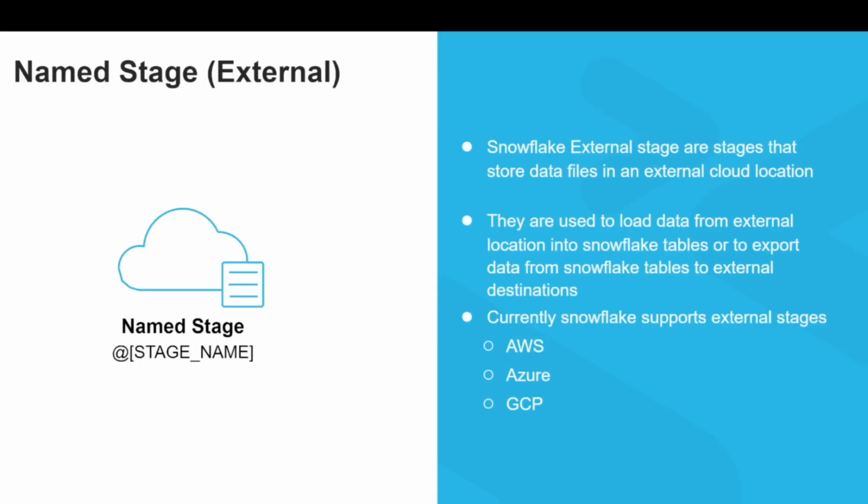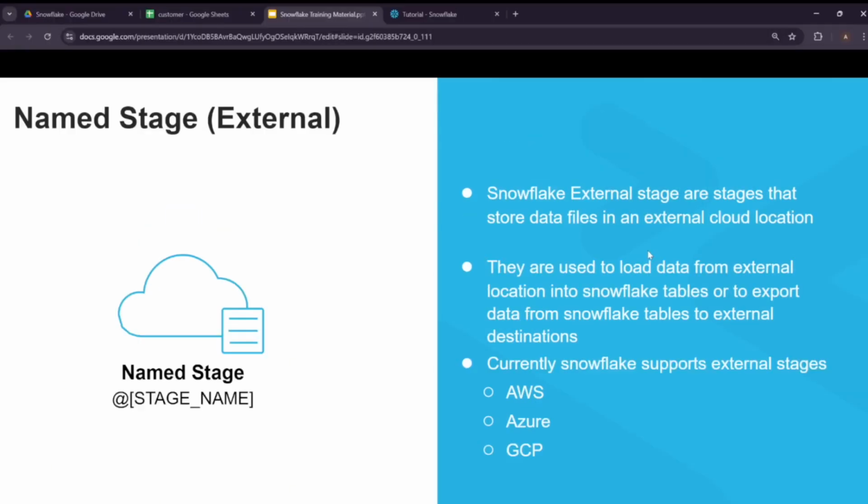You can load data from an external location into Snowflake, or you can export data from a Snowflake table to an external location through a named external stage. Currently, Snowflake supports external stages with AWS, Azure, and GCP. So these are the different stages we have in Snowflake. Now, let's see these stages in Snowflake.